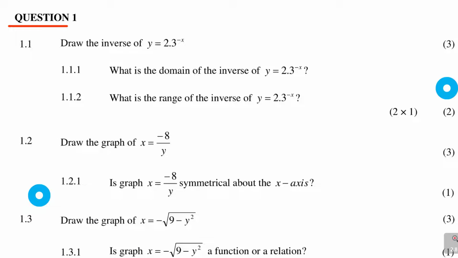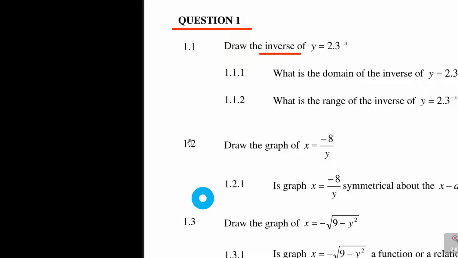Question 1 here, it says draw the inverse of a graph. Draw the inverse of y is equal to that. So now you have got two options. You can actually find the inverse if you want, or you can draw this graph and then the inverse of that graph is reflected along the line y is equal to x. But I prefer the other one, whereby I find the inverse, right? The inverse of the graph. It might bring in a lot of working, but it's fine.